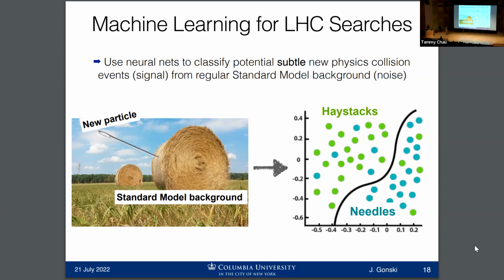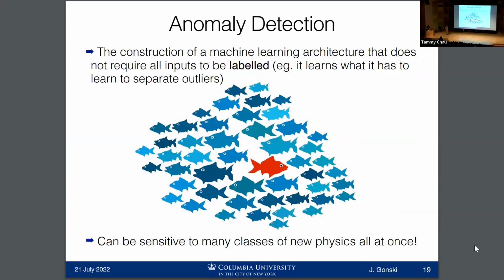And I will give you one more example of a cool application of machine learning that I've been really interested in lately, which is anomaly detection, where you don't necessarily label your inputs, you teach a classifier to learn what it has to learn to pull out anomalies. So with this, you can classify many types of new physics all at once. You don't need to separate needles from hay, you can separate a Hot Wheels car from hay.